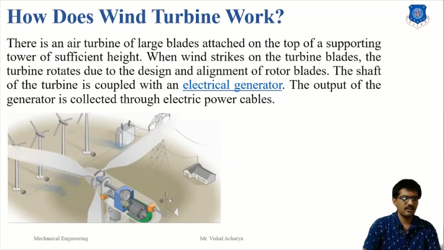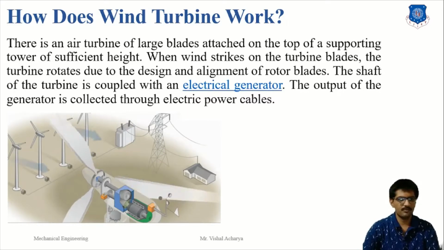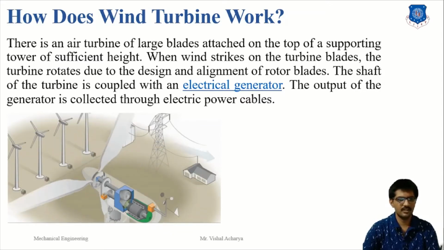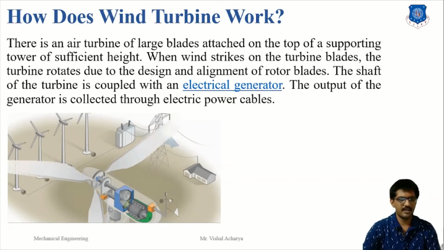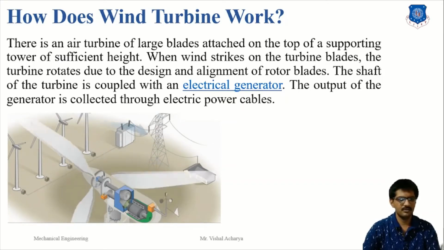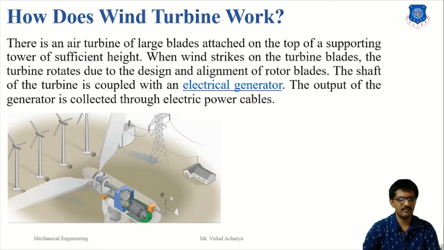There is an air turbine with large blades attached on top of a supporting tower of sufficient height. When wind strikes the turbine blade at the impact angle with very high velocity, the turbine rotates due to the design and alignment of the rotor blades. Here the rotor blade shape is aerodynamic.